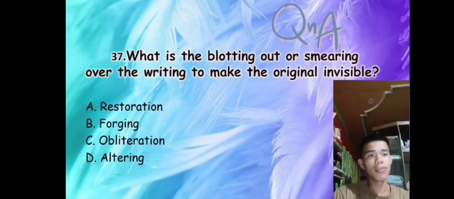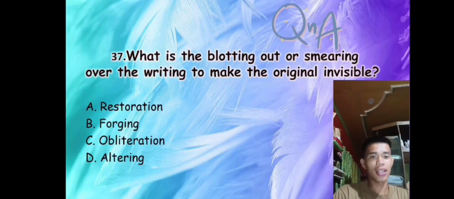37. What is the blotting out or smearing over the writing to make the original invisible? So, ang keyword is smearing over the writing to make the original invisible. Ang choices is letter A, restoration, B, forging, C, obliteration, D, altering. Ang tamang answer kay letter C, obliteration. Obliteration refers to the act of completely removing or obscuring text so that the original writing becomes invisible.